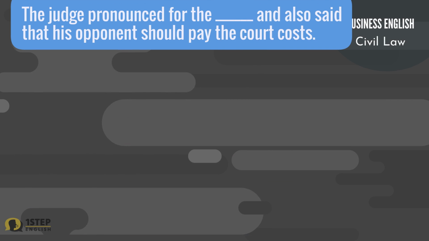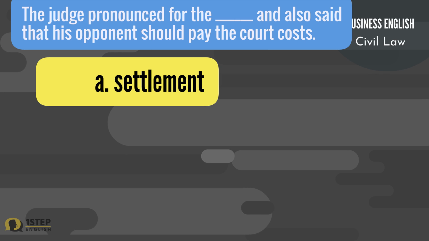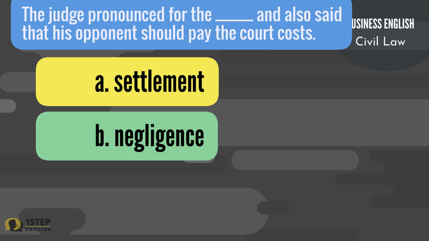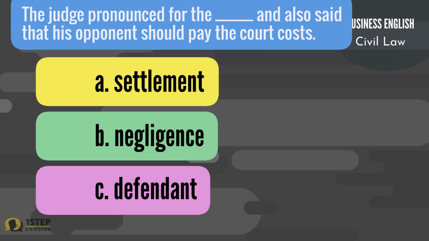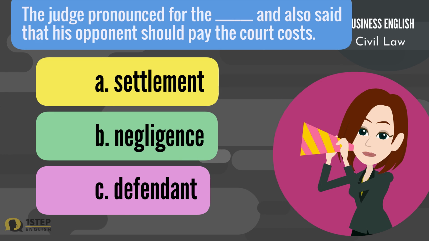The judge pronounced for the, and also said that his opponent should pay the court costs. Letter A. Settlement. Letter B. Negligence. Letter C. Defendant. The correct answer is letter C. Defendant. The judge pronounced for the defendant and also said that his opponent should pay the court costs.